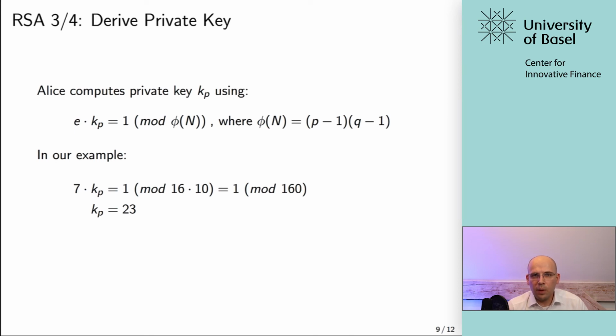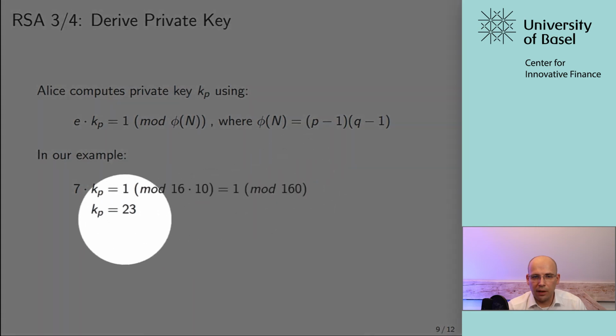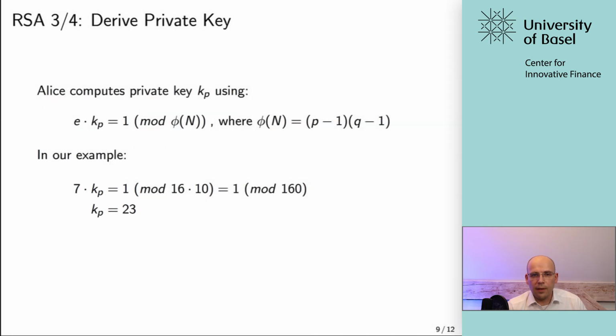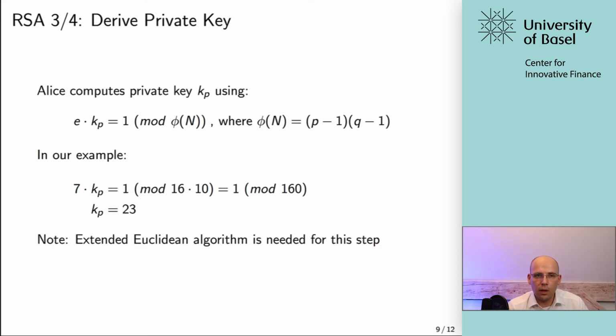And you can compute that in various ways. Usually people employ the extended Euclidean algorithm for that. I'm not going to touch that in this lecture, because in this simple example, you can simply do it by trial and error. You will see that when you add 23 in here, then it will be 161, and 161 mod 160 equals 1, the remainder is 1. But if you're interested in the extended Euclidean algorithm, there are great resources online, and you can do that on your own.